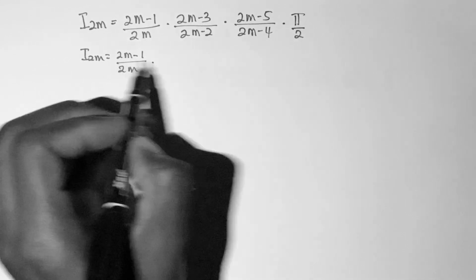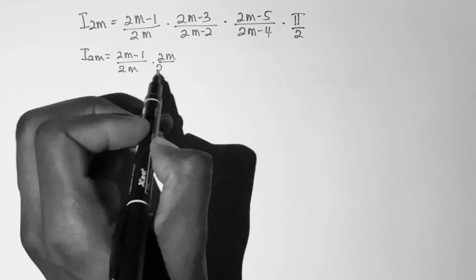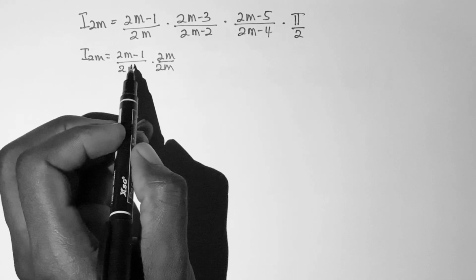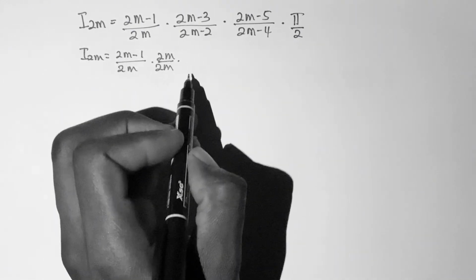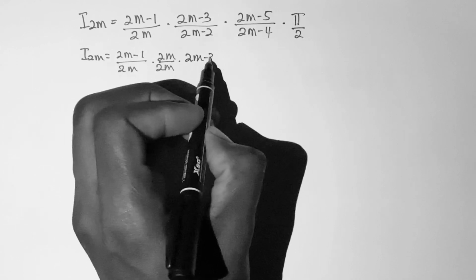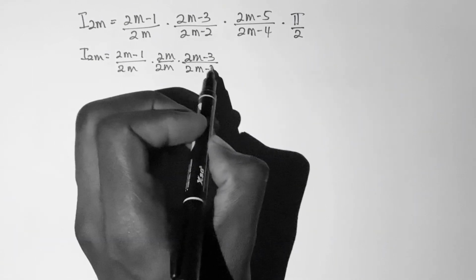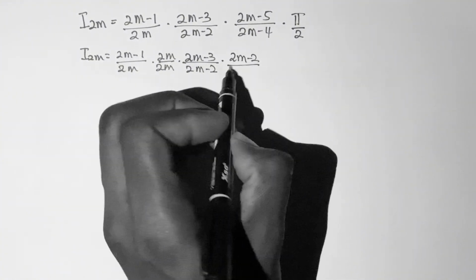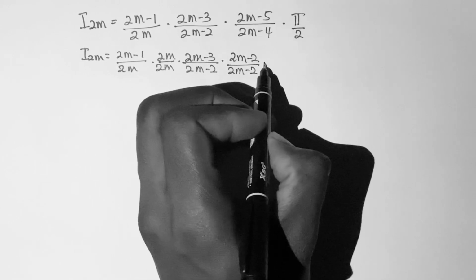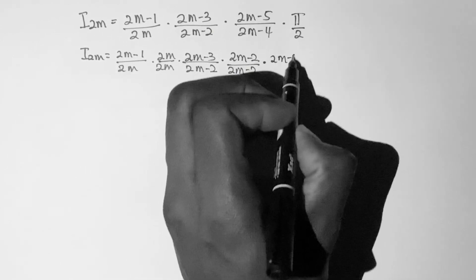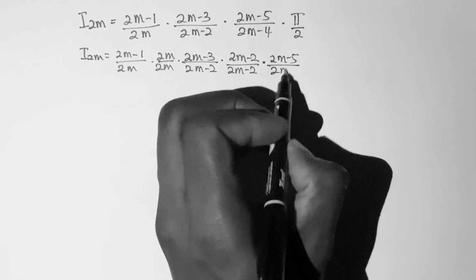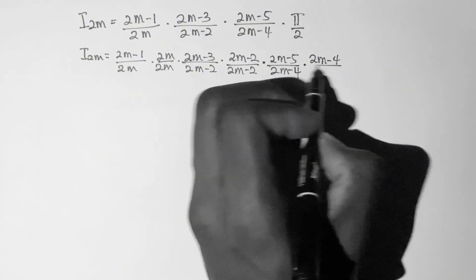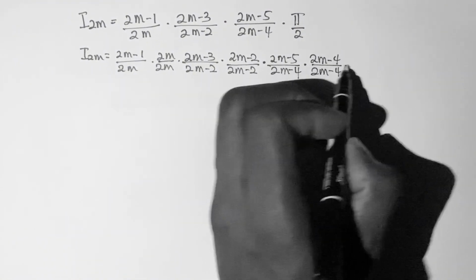So let's continue. So I of 2m is equal to 2m minus 1 divided by 2m. Now I want us to multiply this by 2m divided by 2m. 2m divided by 2m is 1. So if we multiply by this part, this term is still the same term. So we've done nothing to the equation. Then here is 2m minus 3 divided by 2m minus 2. I want us to multiply that one by 2m minus 2 divided by 2m minus 2, then times 2m minus 5 divided by 2m minus 4. I want us to multiply this part too by 2m minus 4 divided by 2m minus 4, then times pi over 2.